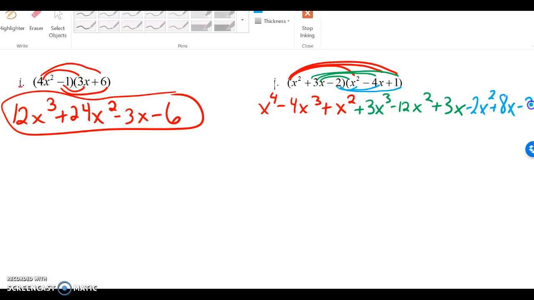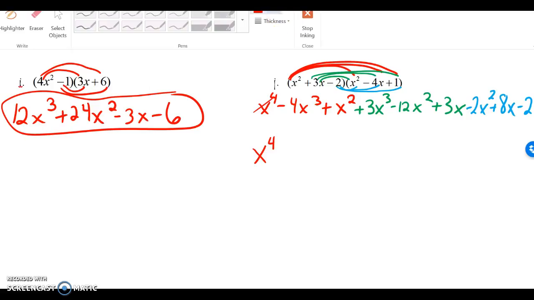minus 2. Now notice I have a total of 1, 2, 3, 4, 5, 6, 7, 8, 9 terms. Remember I said I was going to have a total of basically 9 multiplications that I had to complete. So now when I combine all like terms, I only have 1x to the 4th. I have 2 terms with x cubed.